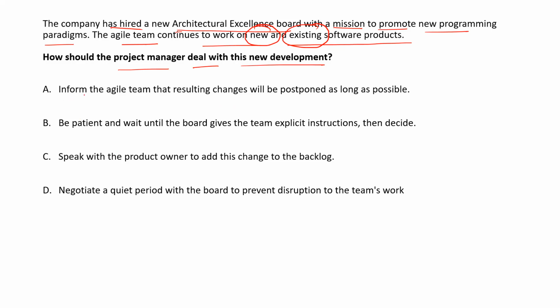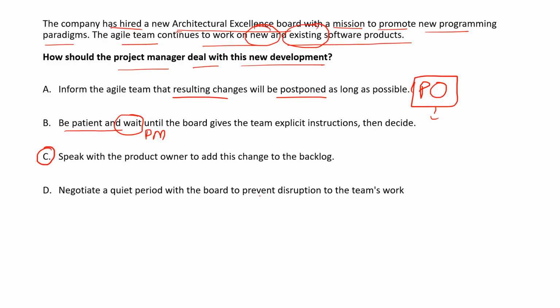Great. Inform the agile team that resulting changes will be postponed. This is not your problem. Whose problem is this? The product owner, who is responsible for backlog management. Be patient and wait until the board gives the team explicit instruction, then decide. This is never the right word for project management. So as we said, it's the product owner. Speak with the product owner to add this change to the backlog. This seems to be the correct answer, but let's go next.